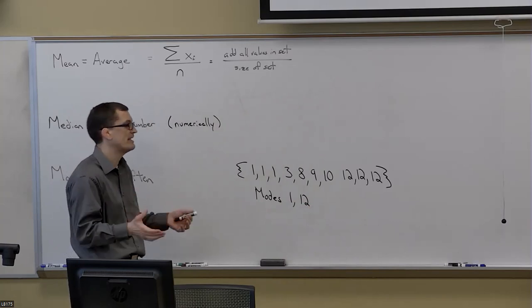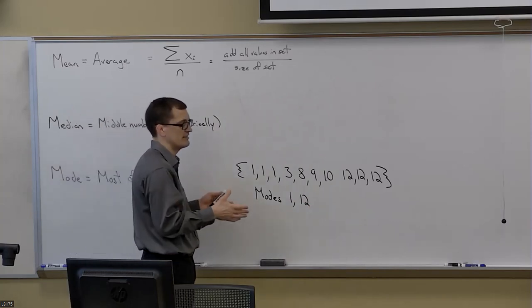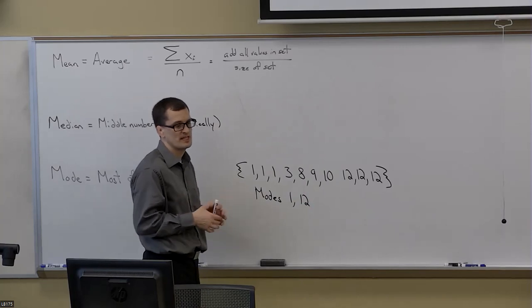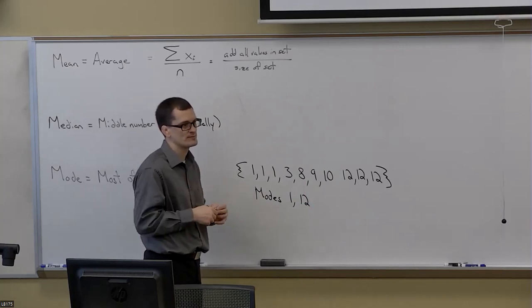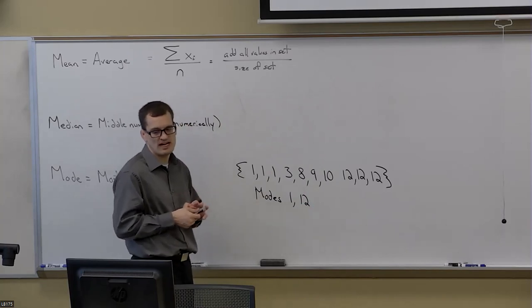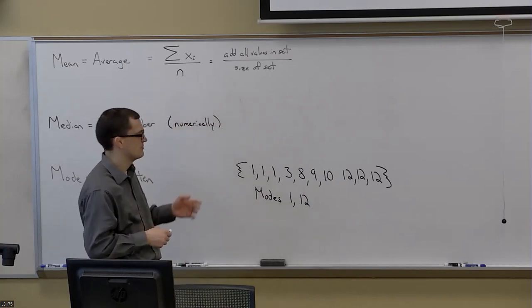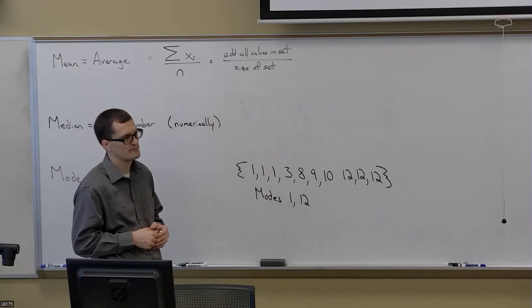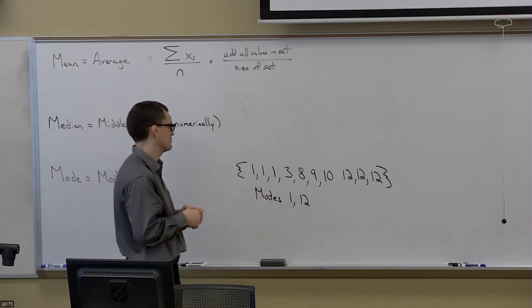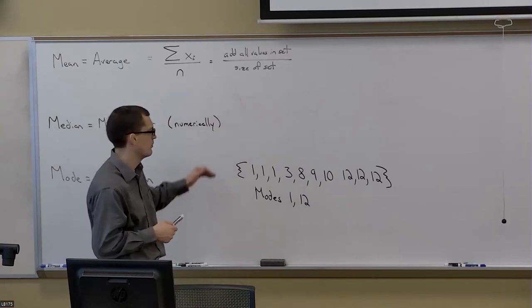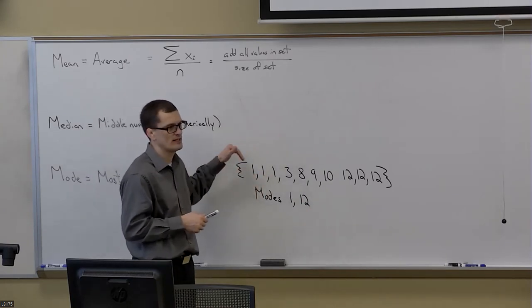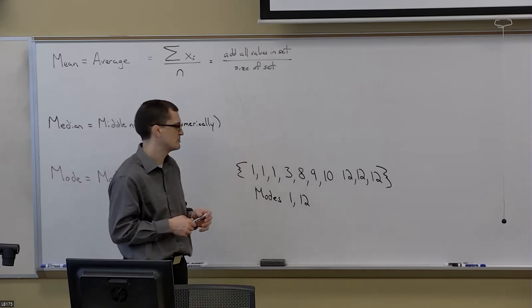And if you have a 3-way tie at the top, then it'd be trimodal. You'd list all 3 numbers. Then if you have a tie, you list them both. And again, the only exception is if everything is listed once, or every number is listed the same amount of times, we say there's no mode.